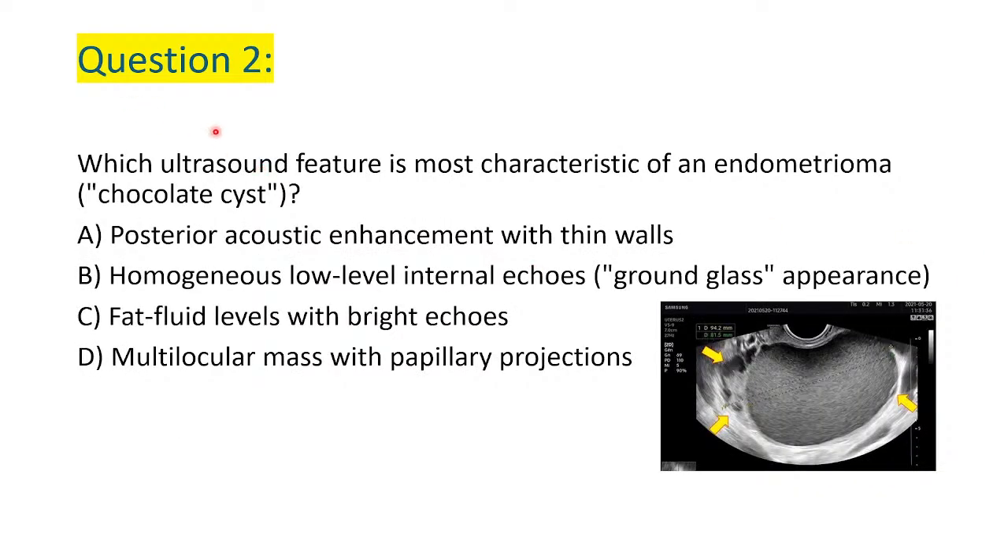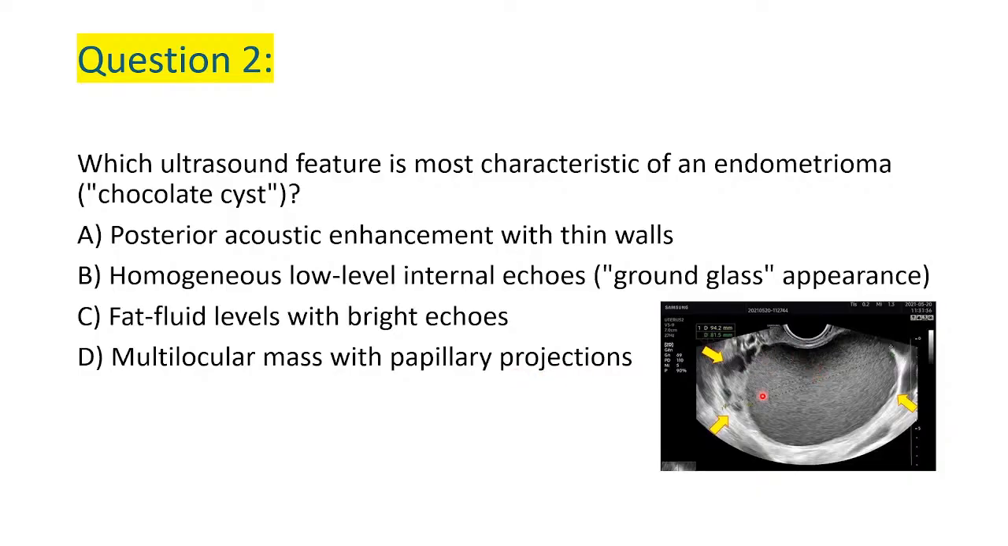Question number 2. Which ultrasound feature is most characteristic of an endometrioma, the chocolate cyst? A. Posterior acoustic enhancement with thin walls. B. Homogeneous low-level internal echoes, the ground glass appearance. C. Fatty fluid levels with bright echoes. D. Multilocular mass with papillary projections.